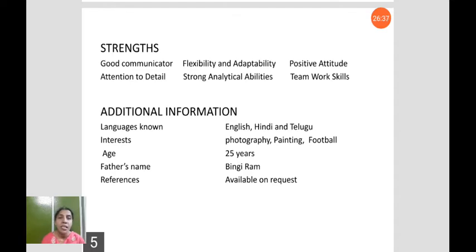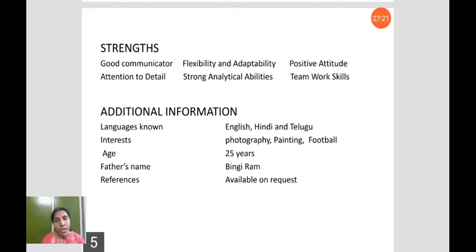And here the last section is provided with additional information. So languages known. Generally people know 3 languages, and some people know more than that also. You can list. Interests: photography, painting. So here the interests of the candidate are photography, painting and food. You can write your own interests, provided that if a question is asked on your interest, you should be able to answer in the interview.